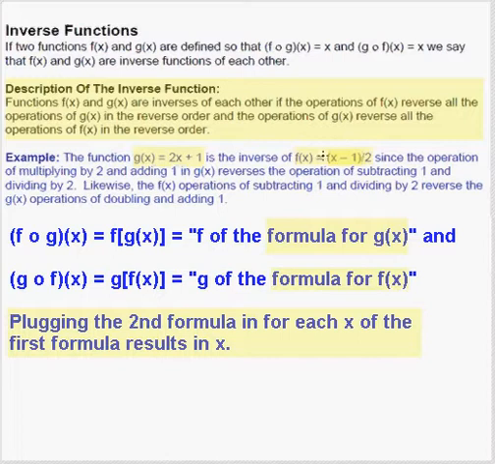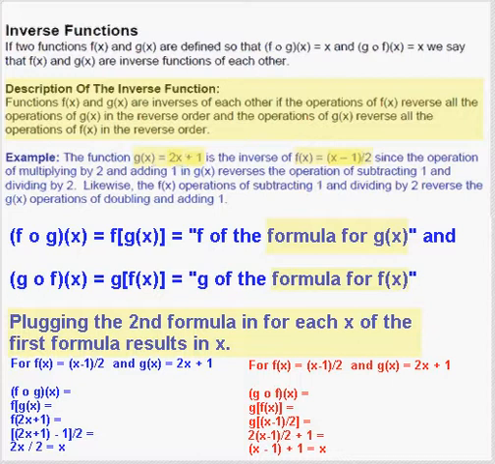Now, let's look at f of x. Here we're taking x, we're subtracting 1 and dividing by 2. If we were to reverse those operations, the first thing we would do is double, which is 2x, and then to reverse the operation of subtracting 1, we would add 1. So we see that g of x reverses the operation of f of x in reverse order. So we can see that f of x and g of x are inverse functions of each other. They both reverse the operations of the other.